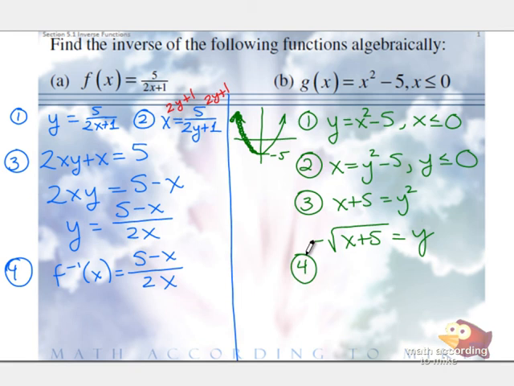Say my name, say my name. Huh? Yeah, g inverse. Our function's name is g, not f.